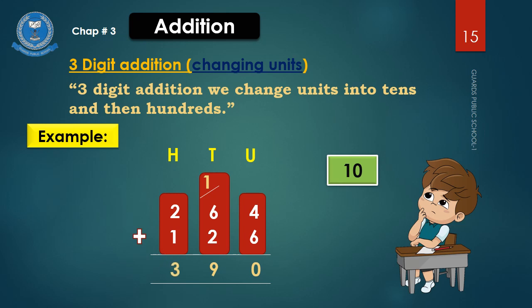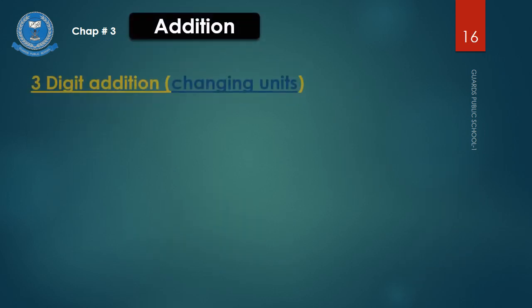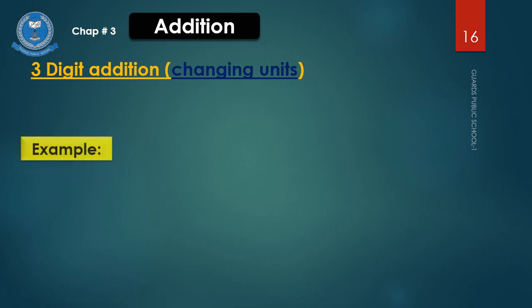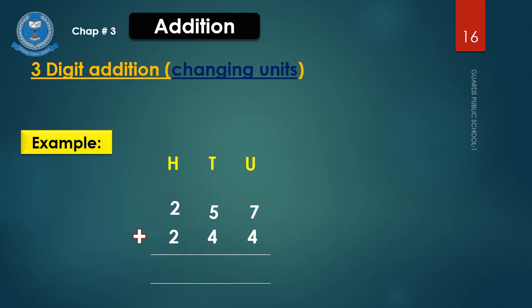So the sum of adding the 3-digit numbers 264 and 126 is 390. Let's take one more example. If we have the numbers 257 and 244 to add, can you all help me add these numbers? Let's follow the steps.